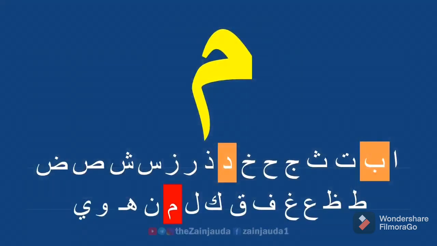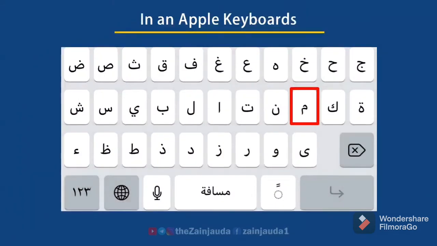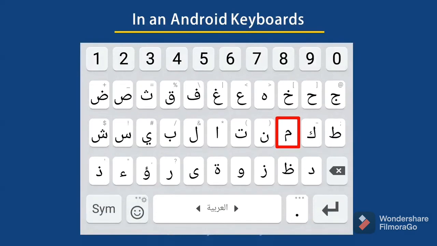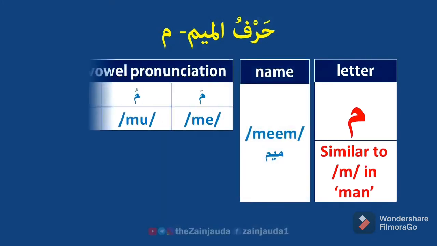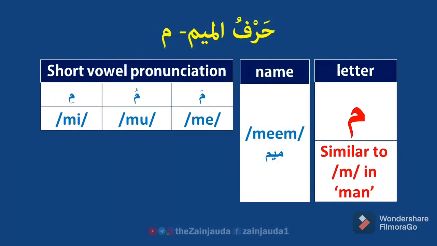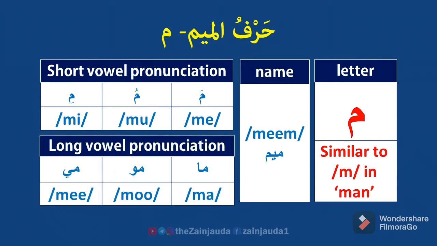The third letter today is mim. Mim is the 24th letter in Arabic, and it can be found in the keyboard with the L key. In an Apple keypad, mim is to the right of the second row and almost has the same position in an Android. Mim is similar to the m of man, and with the harakat it becomes ma with fatha, mu with dhamma, and mi with kasra. And with the long vowels it is ma, mu, mi.